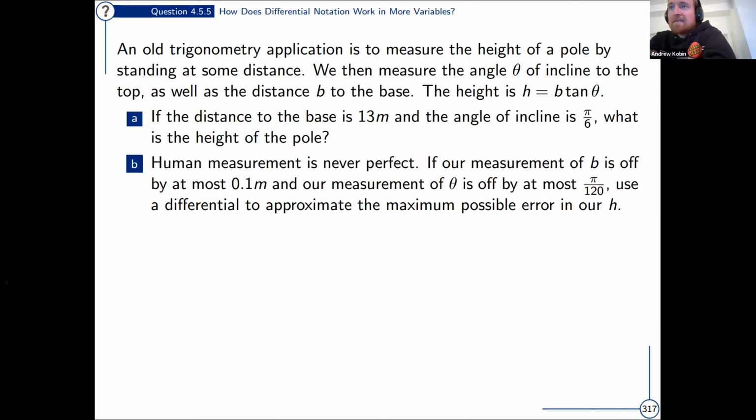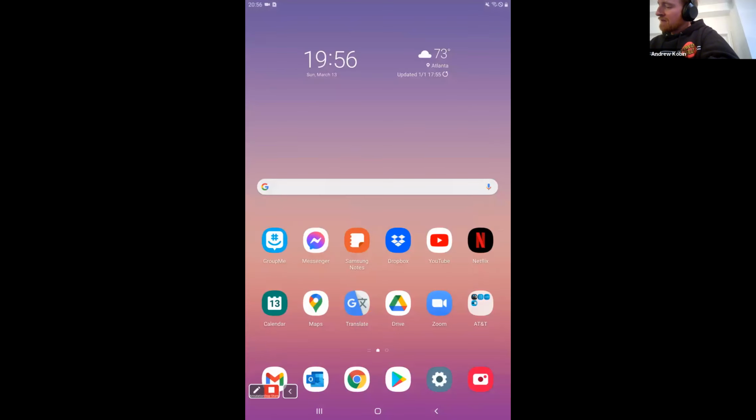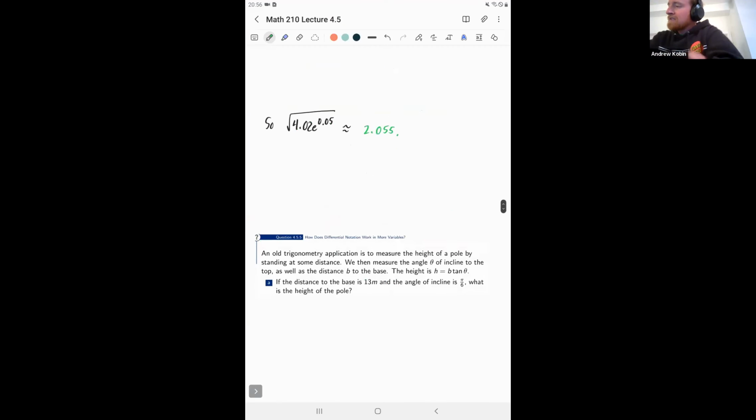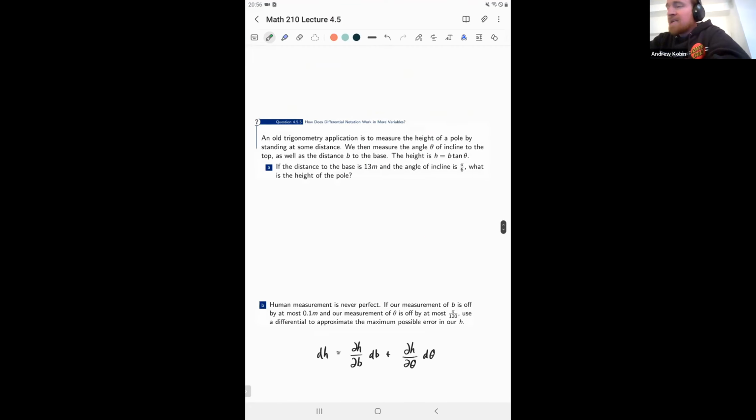So the function in this case, let me switch over to the version I can write on, that measures the height of our pole is given by h for the height equal to b times tangent of theta, where b is the distance we're standing away from the base of the pole, and theta is the angle made by the ground and the top of the pole. This is a trig problem that you can draw pretty easily using a triangle and see that b times tan theta is the correct value that relates all three of these variables, b, theta, and h.